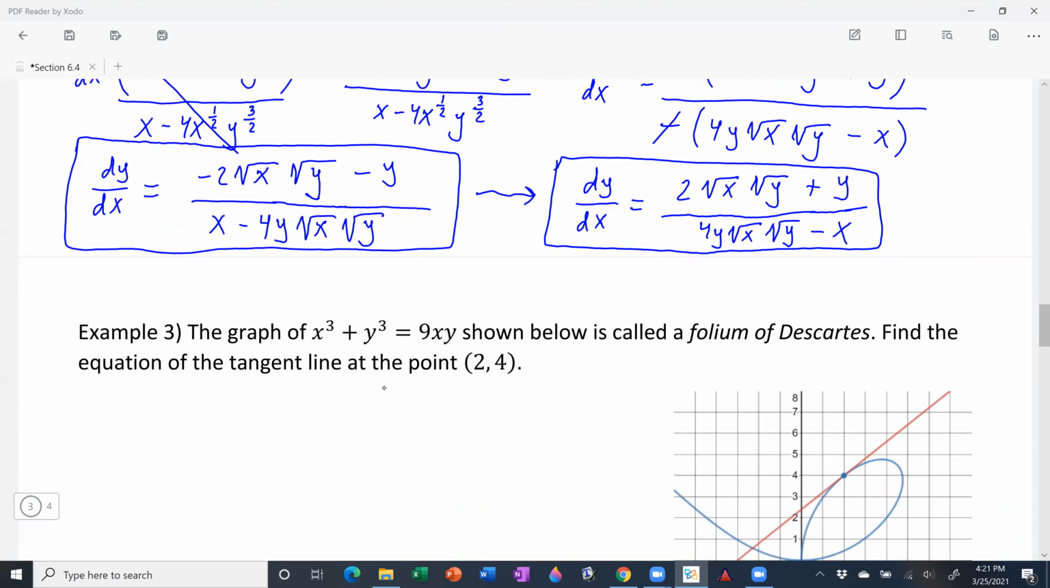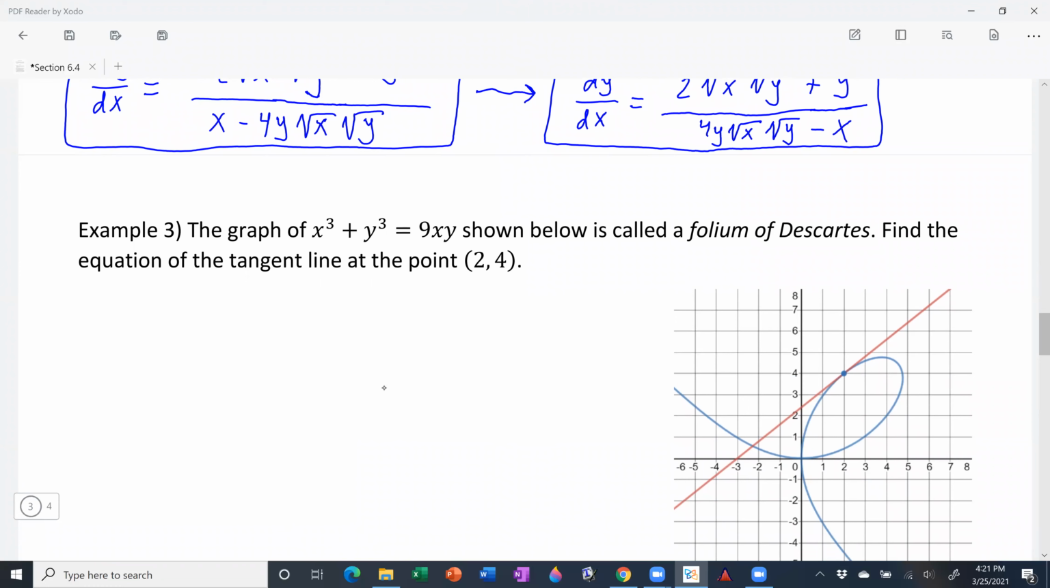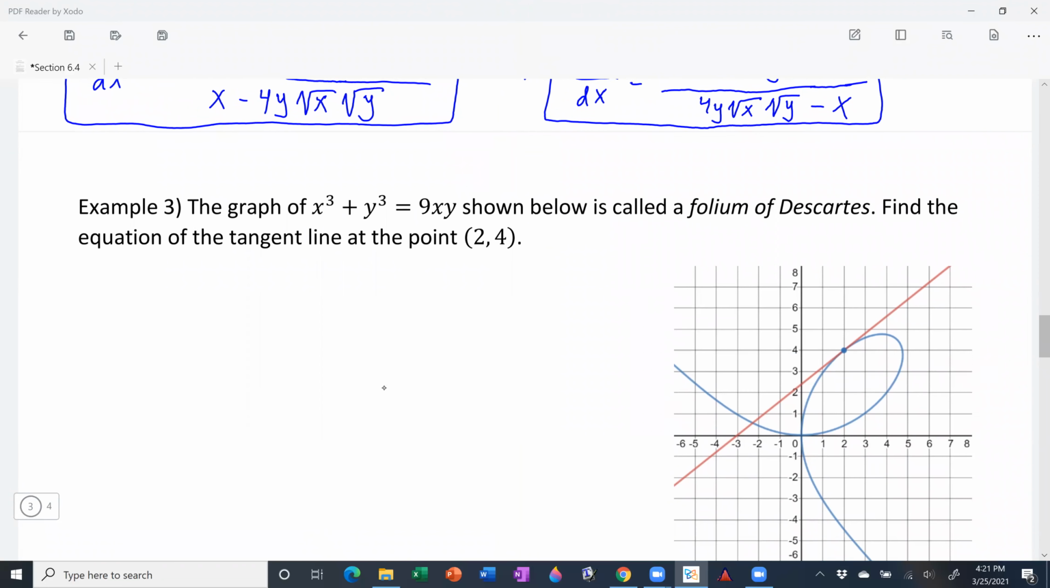And so in example 3, we're going to try to think about the equation of a tangent line to some crazy looking graph right there. So stick around for that.